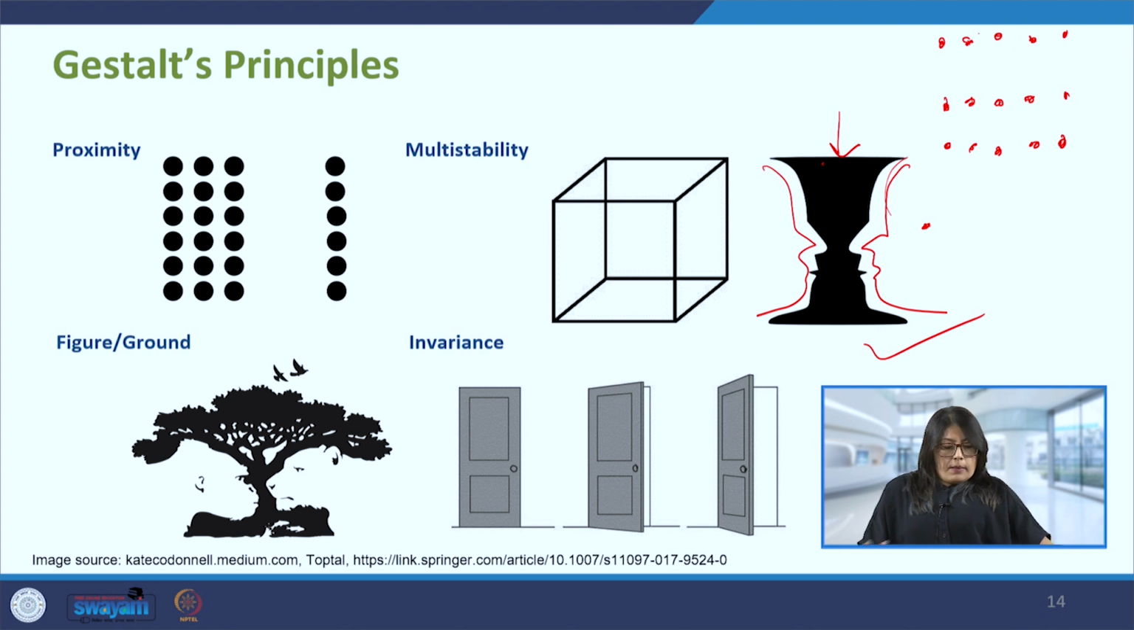The next is the concept of invariance. The invariance principle explains how we perceive basic shapes as identical despite various transformations. These transformations include rotation, movement, size, and it could also be that lighting situations vary.